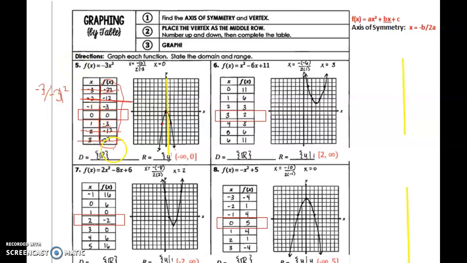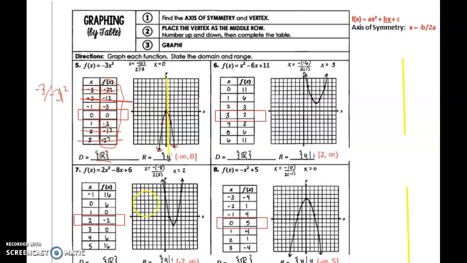Now the domain and range have not changed. This graph is going forever to the left. That's negative infinity. It's going forever to the right, positive infinity. So that's all real numbers. Fun fact, all quadratic functions will be all real numbers. Every single one of them. Because they either open up, forever to the left, forever to the right, or they open down, forever to the left, forever to the right.